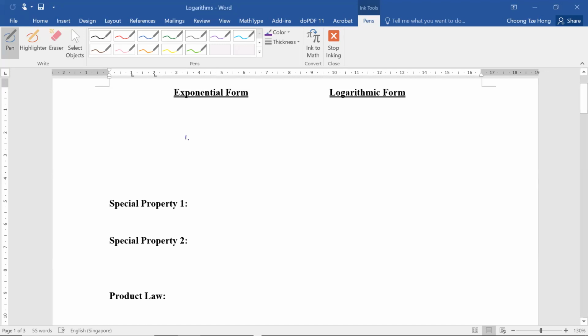So for example, if we have an exponential equation, y equals a to the power of x, we need to recognize that this a over here is actually the base, and this x over here is what we know as the index or the power. All right. So when you convert it to a logarithmic form, how will it look? The way to convert is that this power x is going to be on one side by itself. So this will be the power.